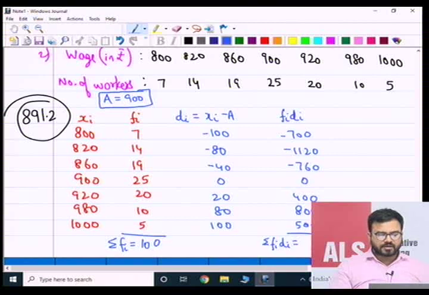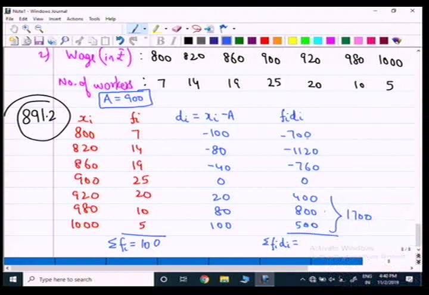And if you add this fidi, see, 8 and 5 is 13, and 13 and 4 is 17, this positive is 1700, and this will become negative of 2580. So if we add all of them, that will become minus 880. So the total is minus 880.